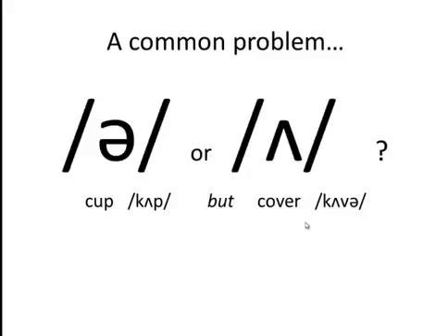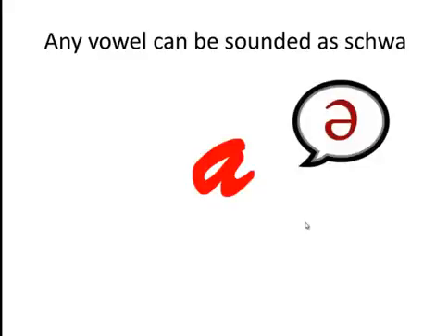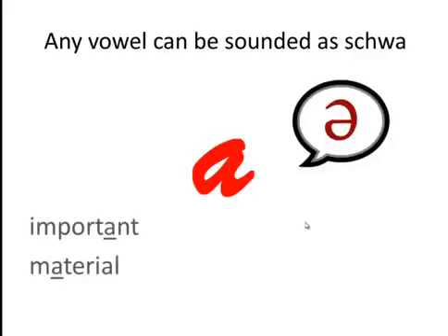However, unstressed syllables often are. So we can look at any vowel and it'll sound as schwa. Here's an example for A, important. It's not important, it's important. Material. The stress here is in the second syllable, material. So that unstressed sound here, it's not material, it's material. Now, it's common that people kind of go, I don't say that, but you'll find if you say the word 4 or 5 times quickly, you do, because that's how it's said.